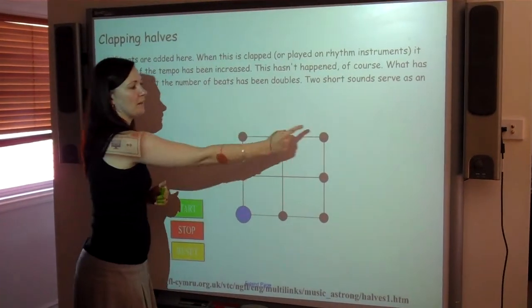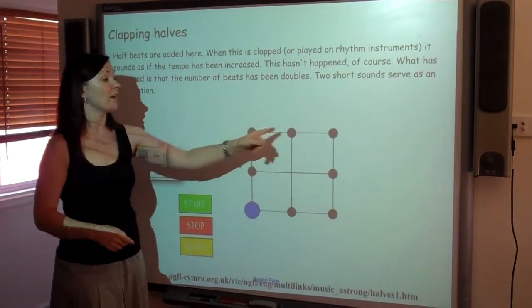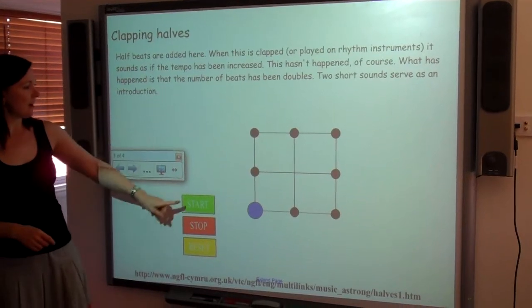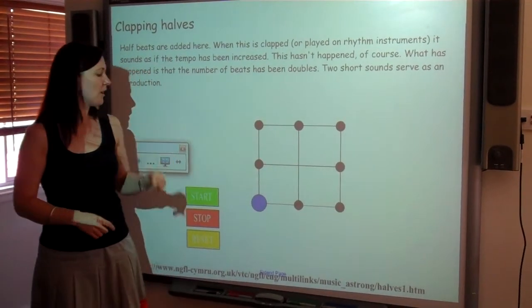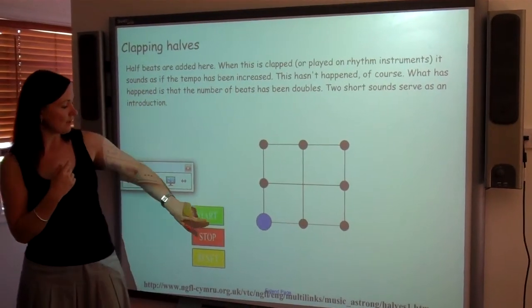Now instead of just 1, 2, 3, 4, we can subdivide our beat. So we can have 1 and 2 and 3 and 4 and. This square, just to start with, still shows just the main beats, but I'd be asking the students to speak the word and on the black dot in between, the subdivisions.